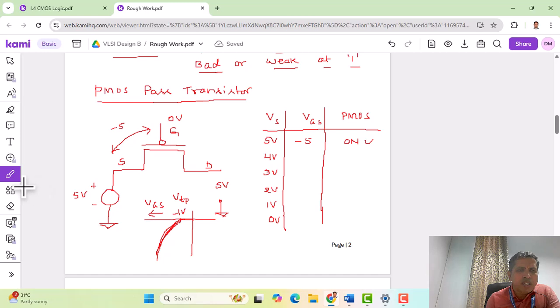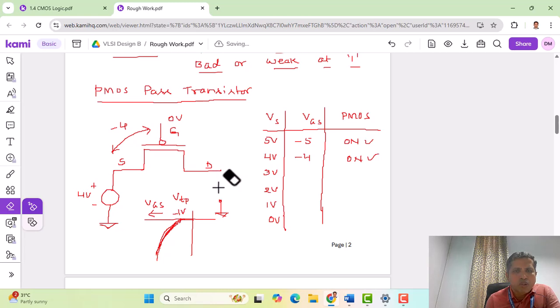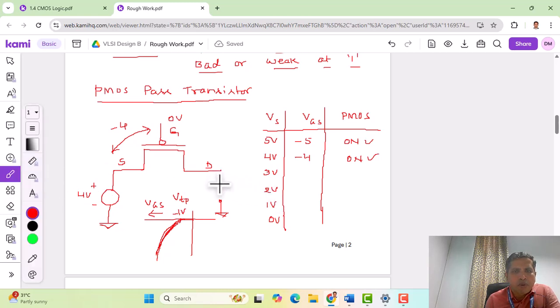When Vs is decreased from 5 volts to 4 volts, now 4 volts is the applied voltage. The VGS becomes minus 4. So therefore the transistor still remains in the on state. The 4 volts that we applied, we get as 4 volts at the output. So no issues with reference to 4 volts.